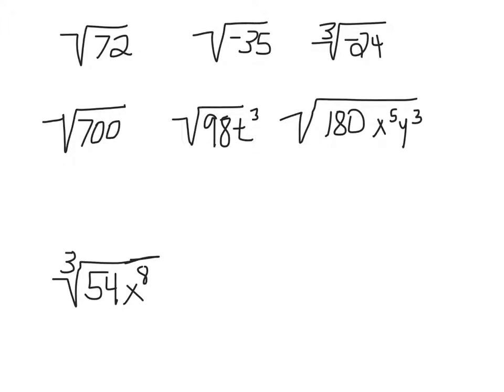Okay, let's take a look at these square roots, and let's simplify those. Okay, now you could always use a calculator when you have just numbers. Like I can find the square root of 72 on a calculator. The problem with that is that it will give me a decimal, or a decimal approximation.